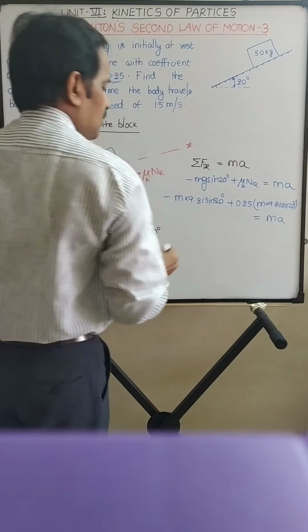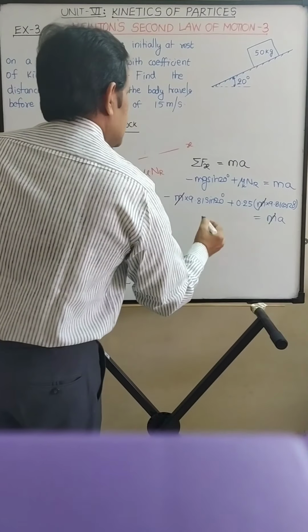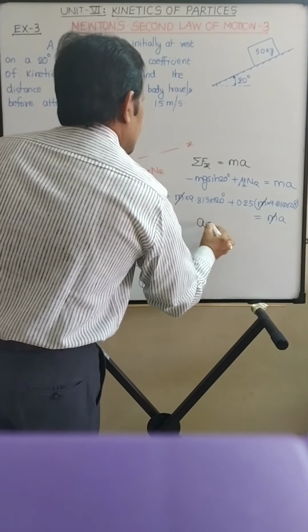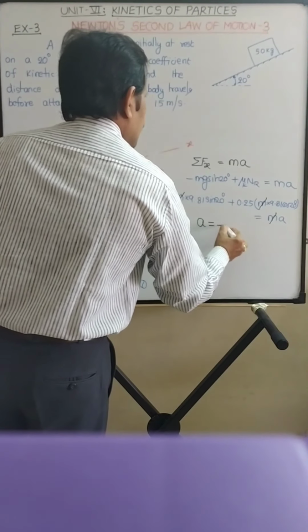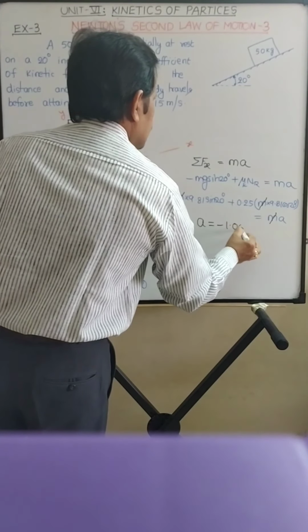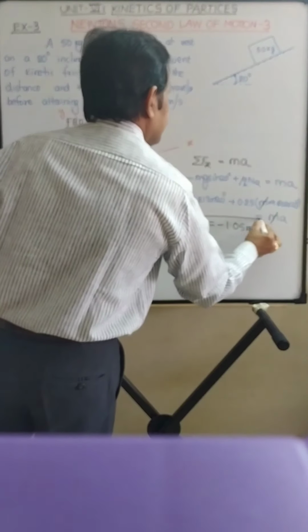So taking m common, you can cancel. So solving this equation, you will get a is equal to minus 1.05 meters per second square.